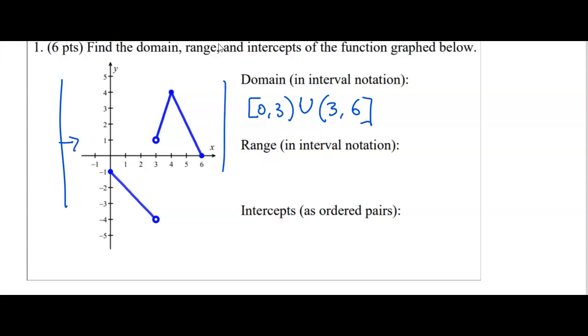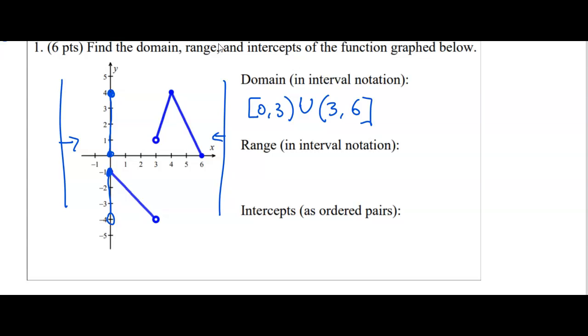Now for the y, imagine if we were compressing this graph down onto the y-axis. We would get this shape. That would compress to here. That would all smash down to that shape. Now this hollow dot would be covered up by this part being compressed down onto the y-axis there.